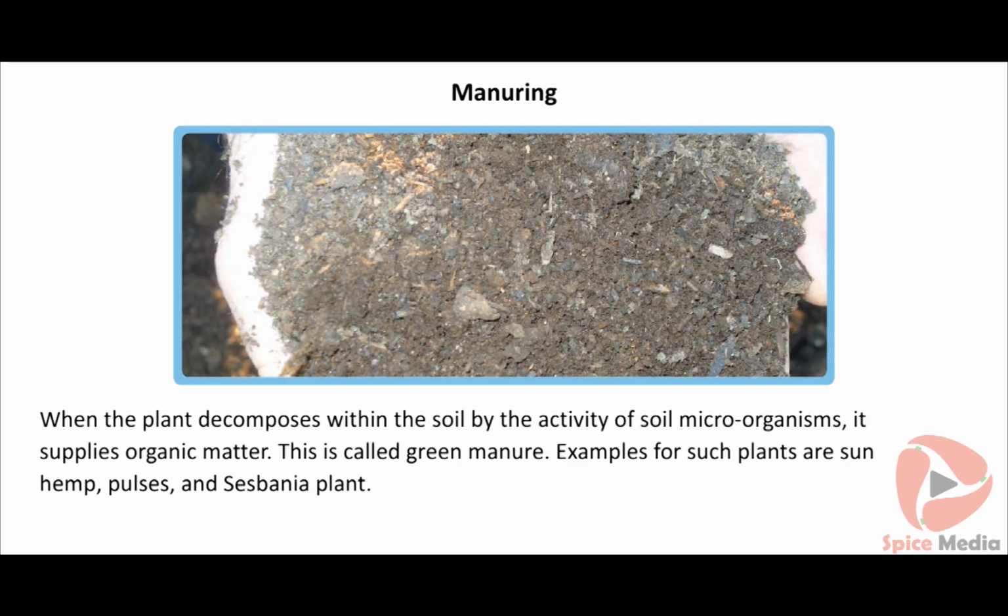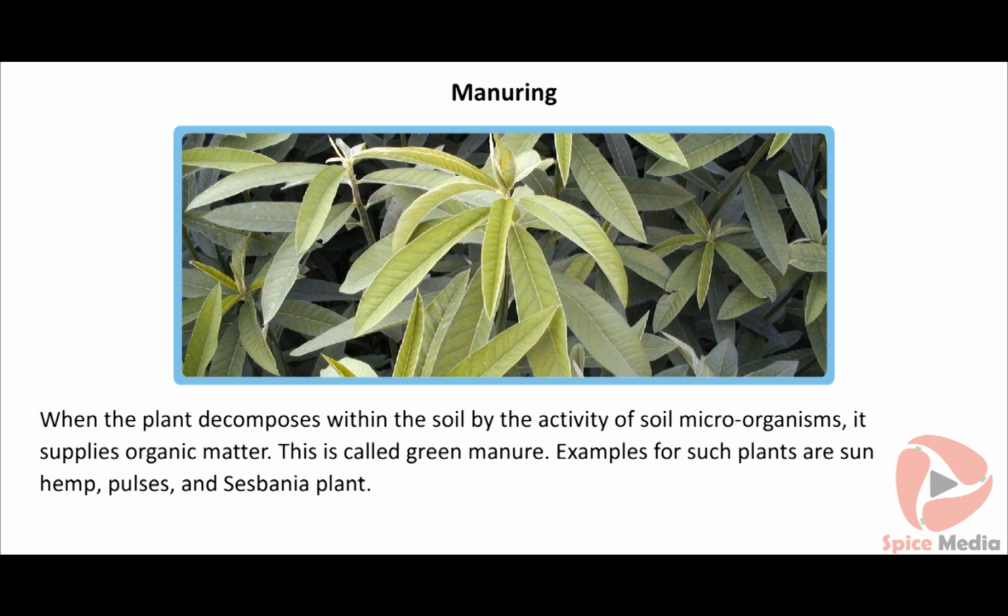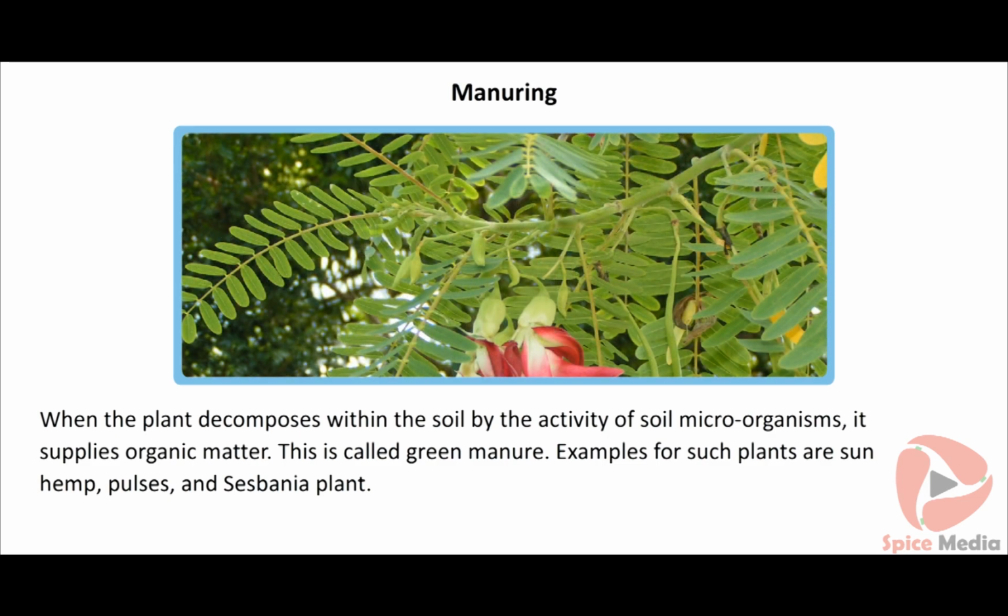When the plant decomposes within the soil by the activity of soil microorganisms, it supplies organic matter. This is called green manure. Examples for such plants are sun hemp, pulses, and sesbania plant.